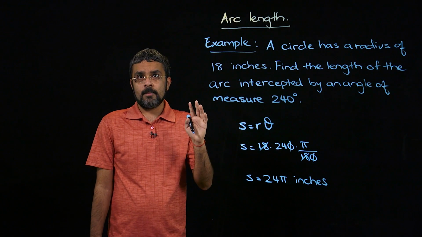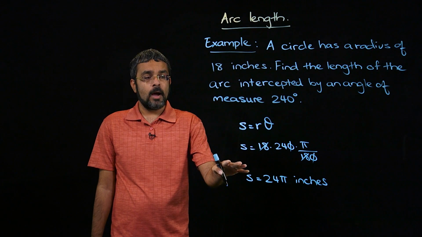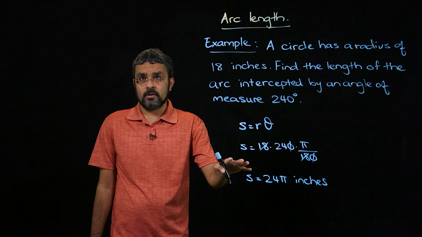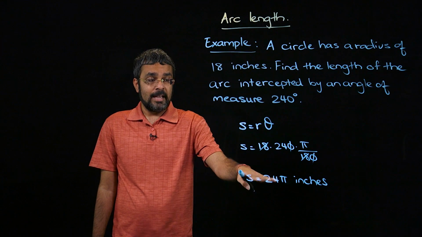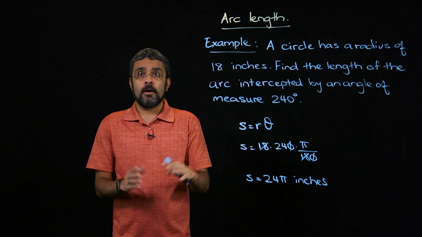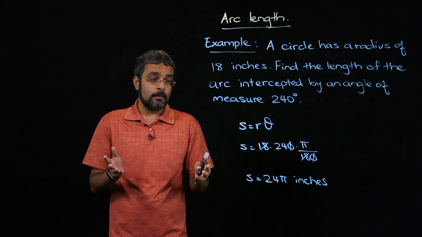Now, on the exam, I would suggest just leave it as 24 pi. You don't need to multiply that by 3.14. That's a very exact answer. In fact, if you multiply that by 3.14, that would then be an approximation.